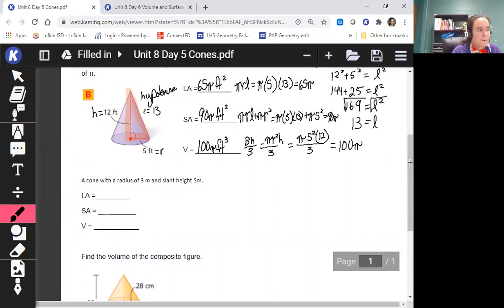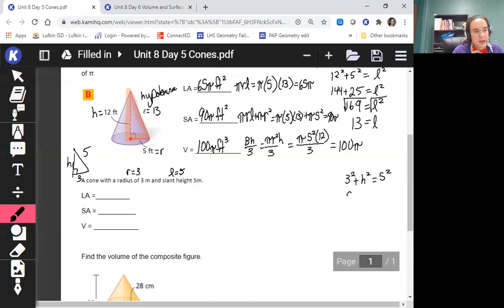Our next one, we know our radius is 3 and our slant height is 5. So again, we're going to need to use Pythagorean theorem, but this time we were given our hypotenuse and we were given one of our other sides. We're looking for our height. So this is going to be 3 squared plus h squared equals 5 squared.